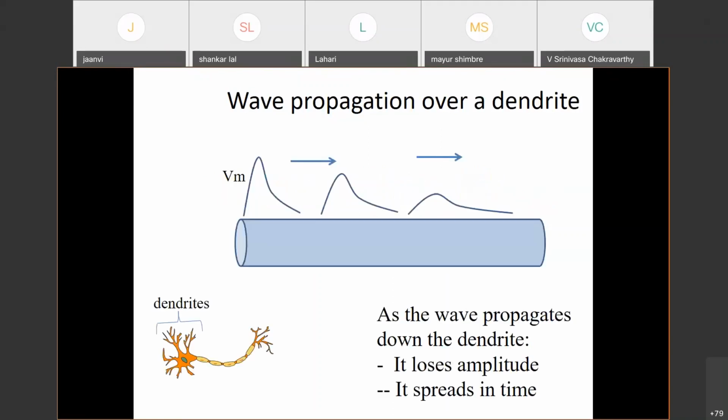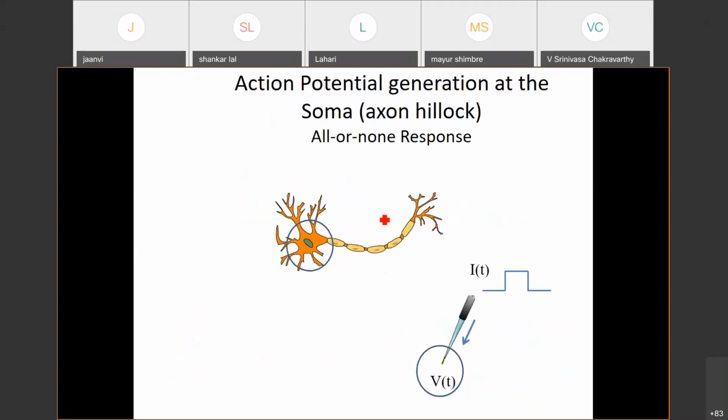So this is an example of wave propagation in a dendrite. Initially you have the sharp wave, as you can see here, and with time that sharp wave spreads in time and also loses amplitude, becomes shorter and shorter. Now with the soma, things are different. Something special happens. A special kind of electrical signal or voltage signal is generated in the soma, particularly in this part of the soma called the axon hillock.